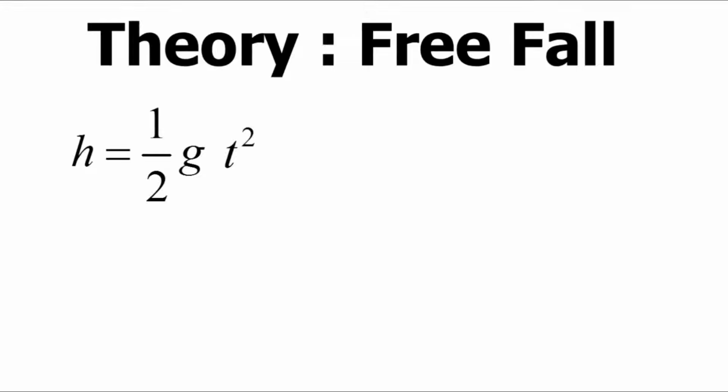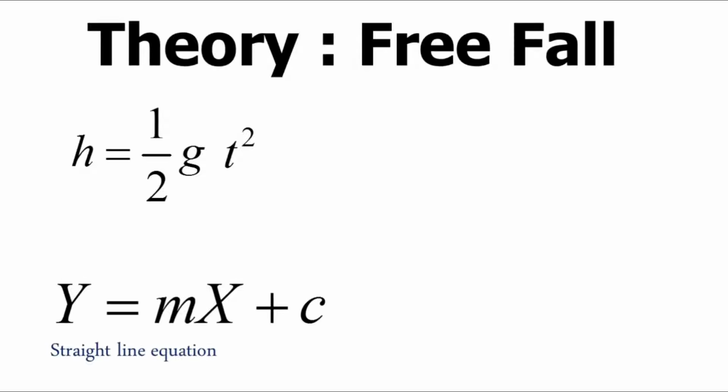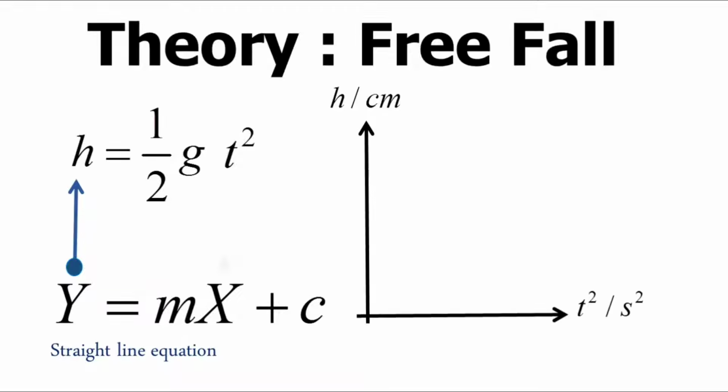To see how the manipulated variable, the height, affects the time, the responding variable, we will plot them in a graph. From the equation that we have established earlier, we can plot the height against the time squared. If you compare the equation with a straight line equation, the height will take the y-axis, and t squared will take the x-axis. The value of c is 0. The graph should start at 0 and the graph is going to be a straight line graph.